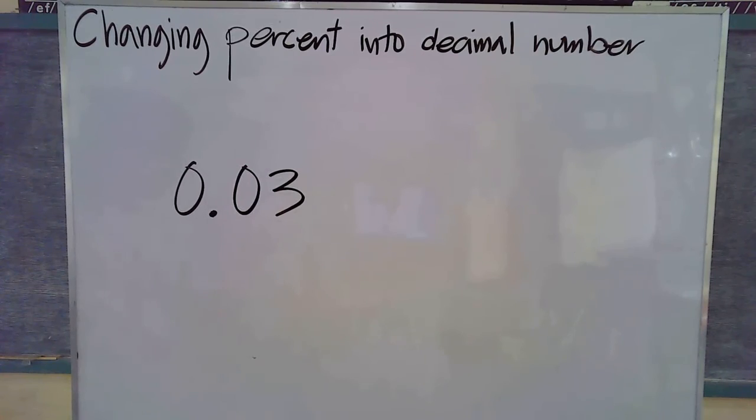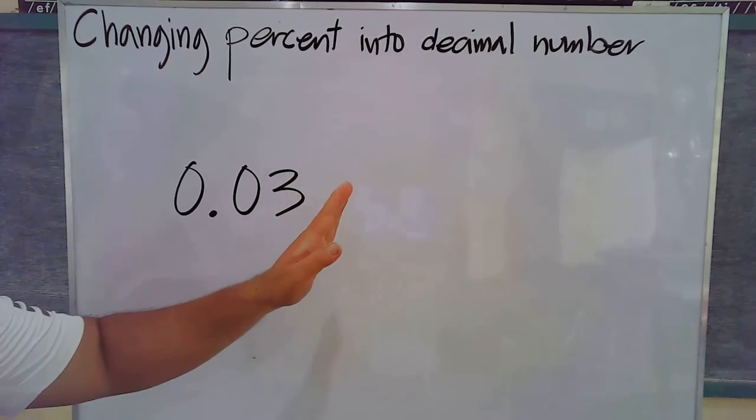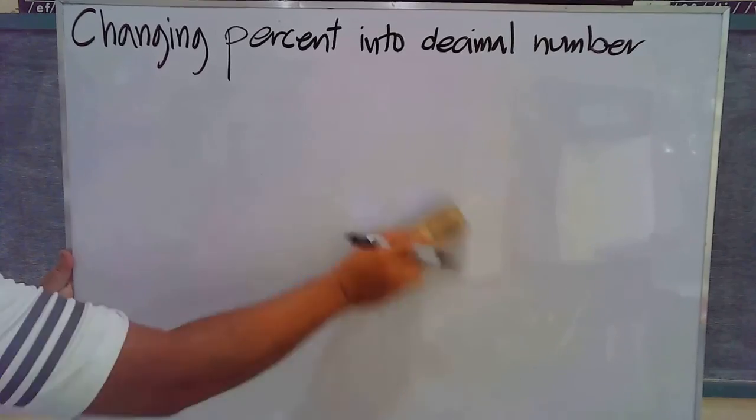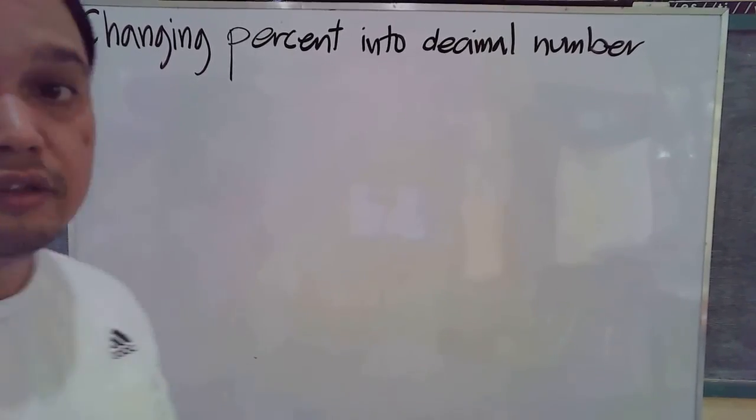So that's how you change percent into a decimal number. Okay, just drop the percent sign, and from there, just count 2 steps to the left. Okay, so that's it for now. Then, see you to your next lesson.